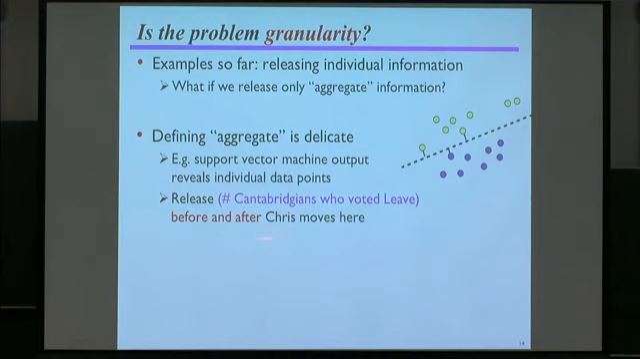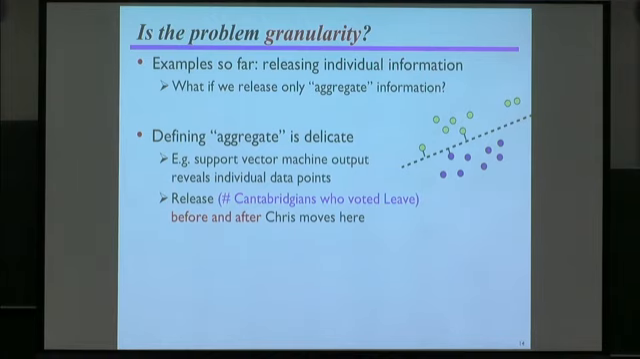Then, by correlating these two statistics, I could figure out whether or not Chris voted leave in the most recent referendum, and perhaps if I were a member of the next government, I might use that information to decide whether or not Chris should receive funding when he asks for it.